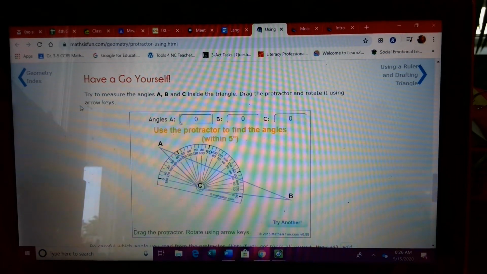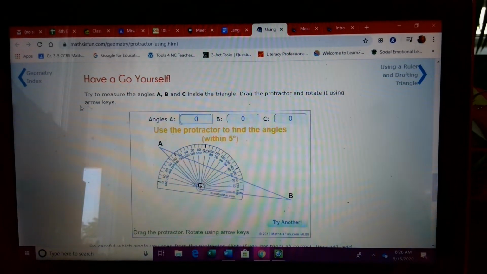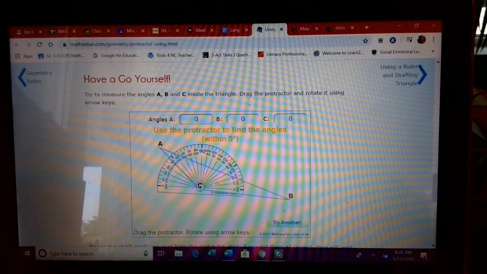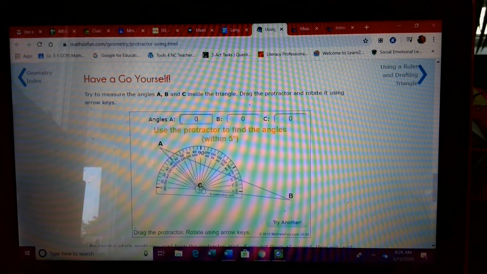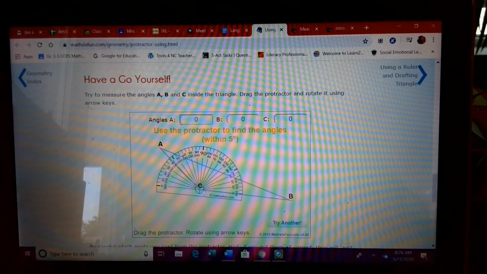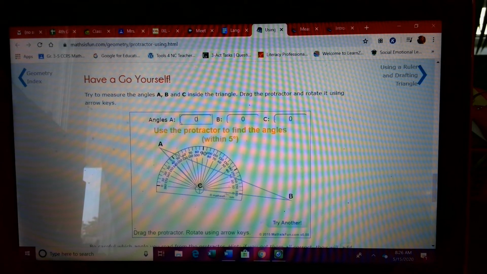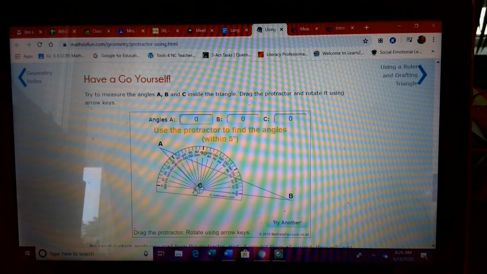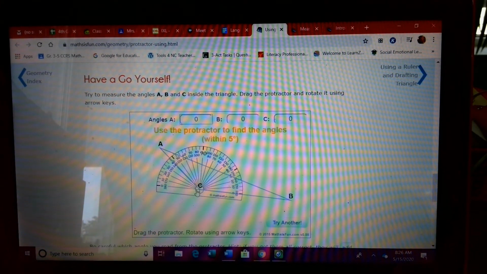So I'm going to use the arrow keys to see if I can line up that 0. Let's see if I can get it right on point. Okay, so it's lined up perfectly on this line right here. You want it to line up with a 0, and you want your vertex to be in the middle. If you're looking at angle C, you want to take this line and pull it all the way up until you see you've got two numbers right here.